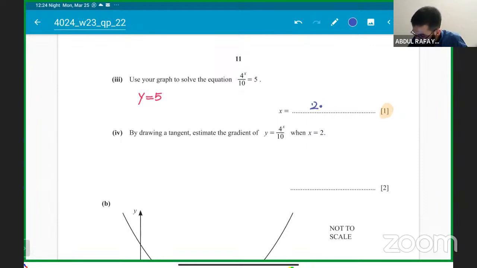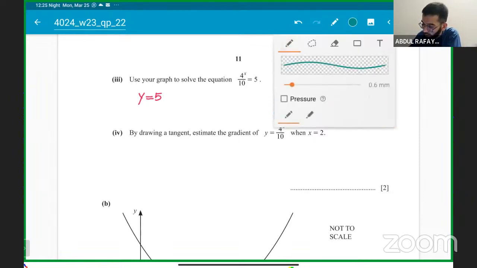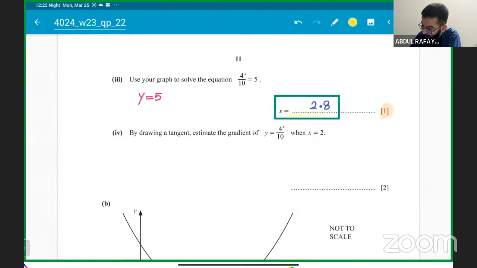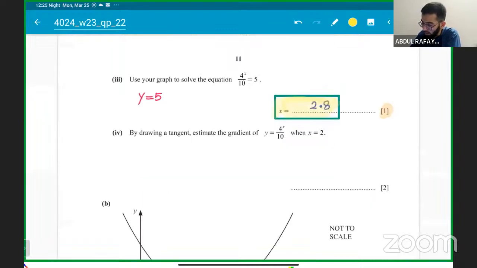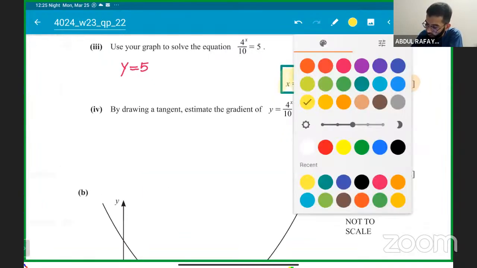Okay, everyone. Got it, guys? So the x value is basically 2.8. Here we go. The x value is coming 2.8 when I have measured it using that method. 2.8 is coming. Next, again, we have to draw a tangent.